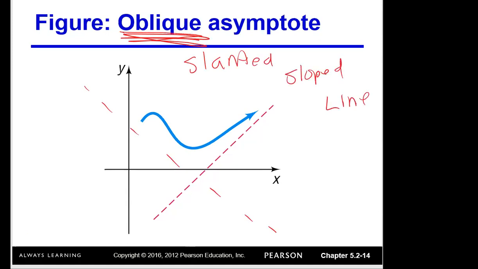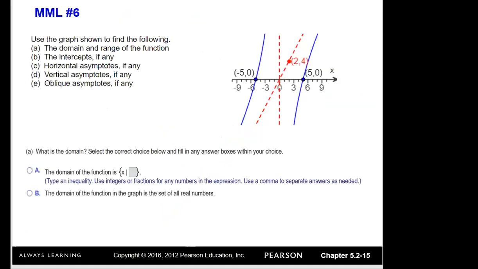My handwriting's horrendous today. All right, so I've jumped back to my math lab again. This is number 6, and there's 5 questions. First, they want you to find the domain and the range. Then they want any intercepts. And then they want all 3 different types of asymptotes. And you're basically just looking at the picture. It's a lovely picture. Remember, the dotted lines are your asymptotes. So I can see from this picture, I've got a vertical and an oblique, but that's it.